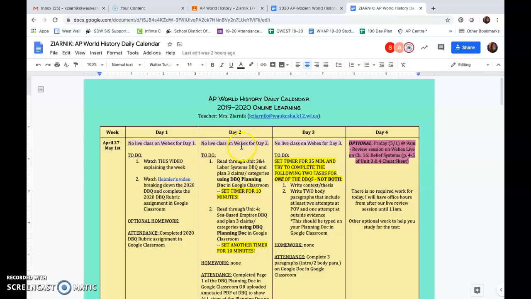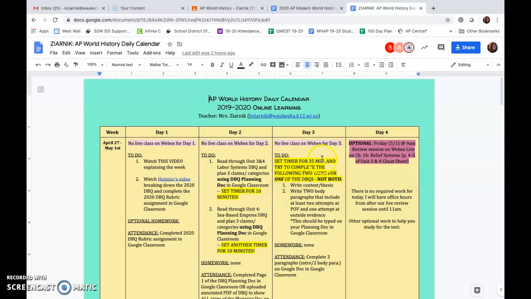The second thing that you are expected to do for this week is that you are going to read through two different DBQs tomorrow. One of these DBQs is about the labor systems in the Americas after the Spanish come over, and the second one is going to be about sea-based empires, and that one pertains mostly to Unit 4. So again, set 10 minutes for one, go through, analyze those documents, try to come up with claims or categories. And you are going to submit that to the Planning Doc on Google Classroom, and then you're going to set another 10-minute timer and try to do the exact same thing with the Sea-Based Empires DBQ. So you're getting two rounds of practice for reading and analyzing docs this week.